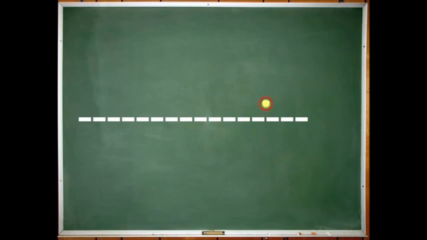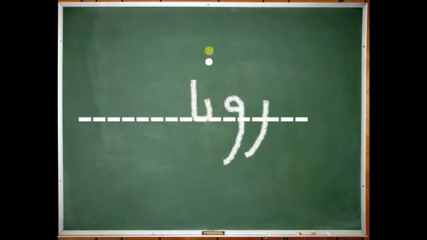The ra not connecting to the wow, because the ra is not a connector. The wow following the ra, not connecting to the ra because we said the ra is not a connector. Then the noon comes after the wow, connecting to the alif. Put the dot on the noon.